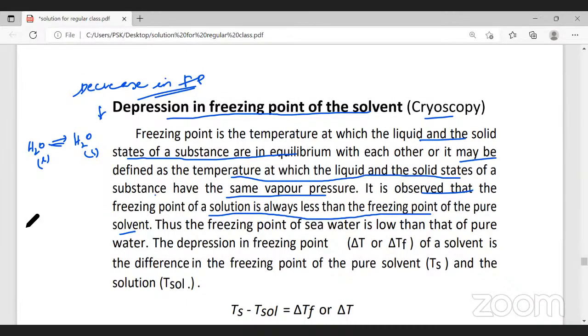Now, we will take 1 kg of pure water. Now, this 1 kg of water, you cool it to 0 degrees Celsius. When you cool it to 0 degrees Celsius, what happens? The water becomes ice. 0 degrees Celsius is 273 Kelvin.